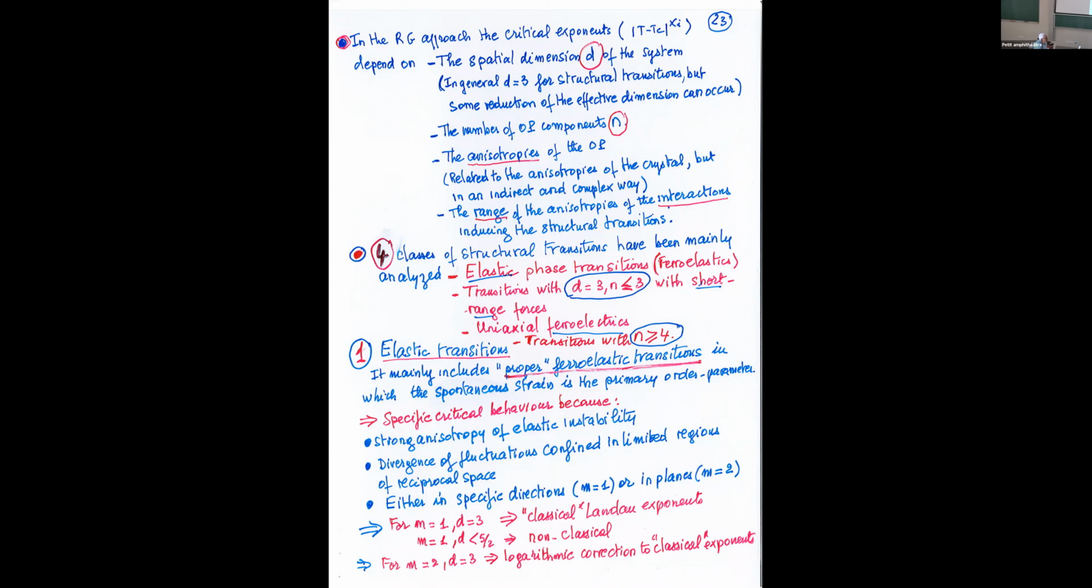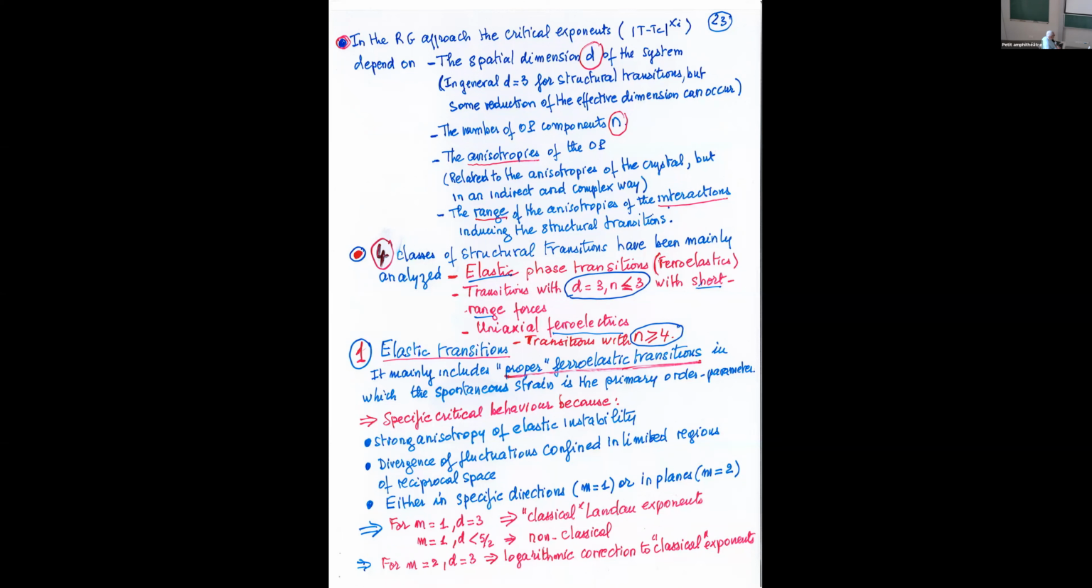Mainly, I say mainly because it can also include, for example, ferroelastic coupled to ferroelectrics, but mainly the strain plays an essential role, and it has a specific critical behavior because first we have a strong anisotropy of the elastic instability, and secondly the divergence of the fluctuations is confined in limited regions of the reciprocal space, either in specific directions, and the tradition wanted to denote this case m equal 1, or in planes of the reciprocal space, m equal 2.